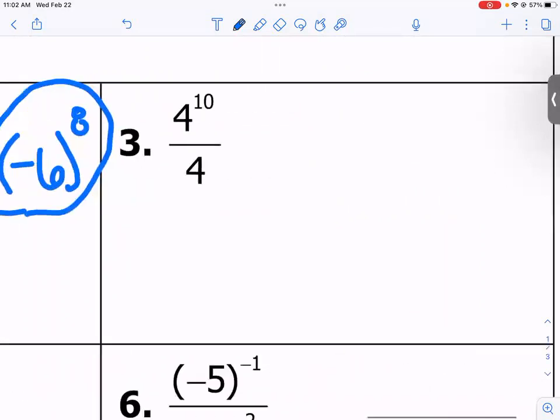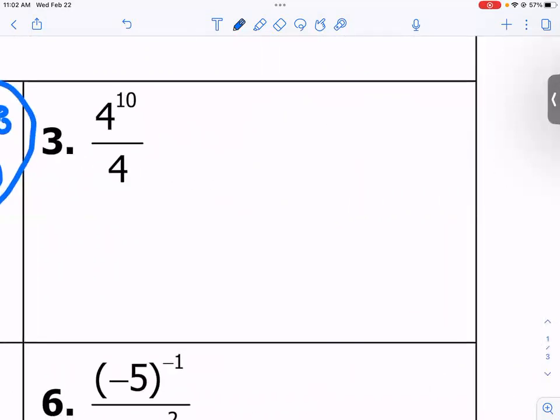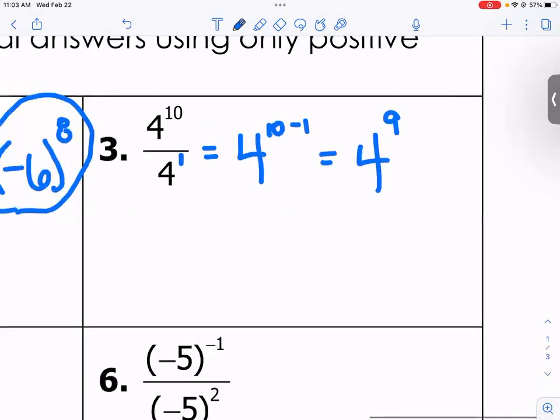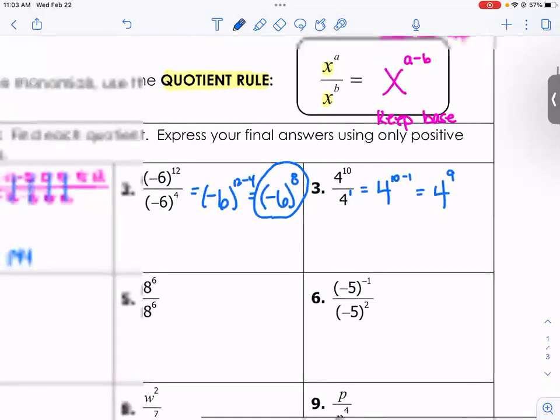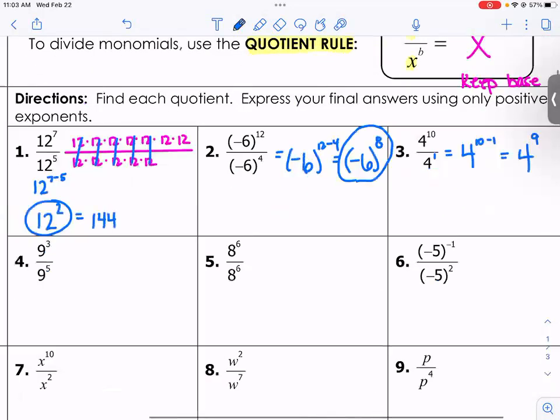Awesome. Okay, now look at number 3. My suggestion for number 3 is that you need to put the exponent of 1 so you don't forget that that's really there. Because this is really going to simplify to be 4 to the 9th power. Okay. All right, so let's look at number 4.